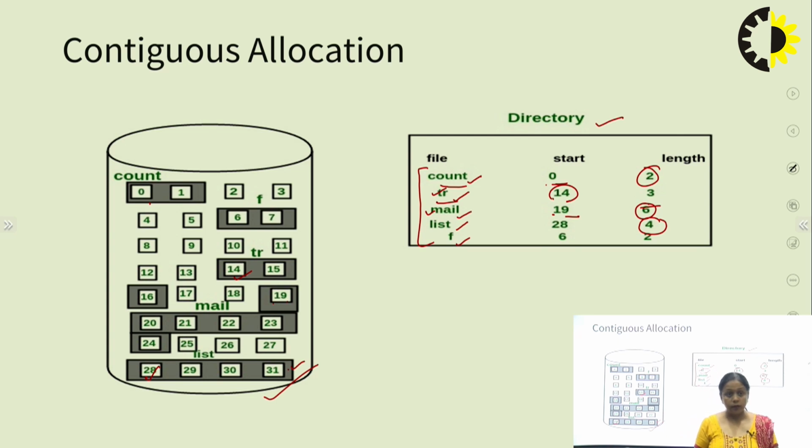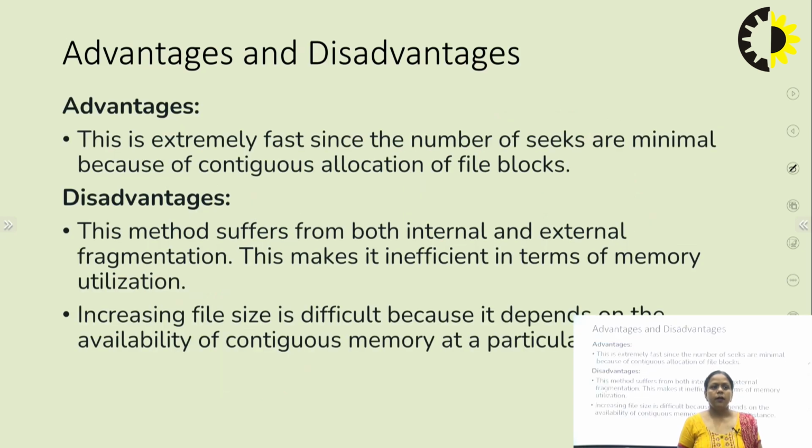Now we can see the advantages and disadvantages of this contiguous allocation. Firstly, the advantage is that it is extremely fast, since the number of seeks is minimal because of the contiguous allocation of the file blocks. When we start from the first block, we can find all of the file in sequence. That's why it needs limited seeks.